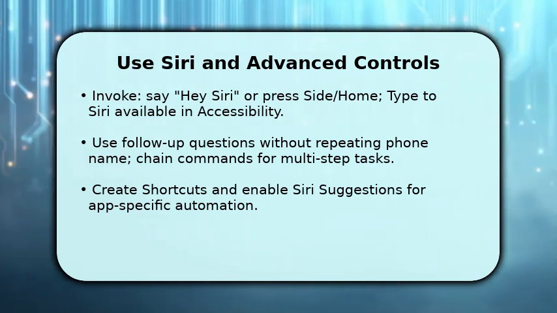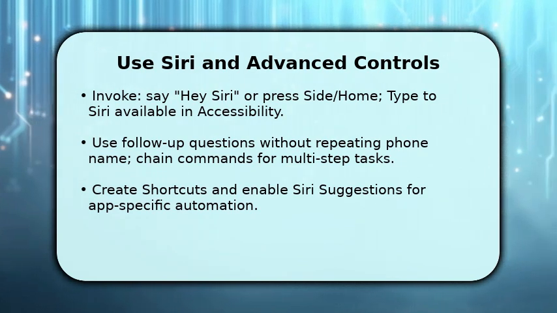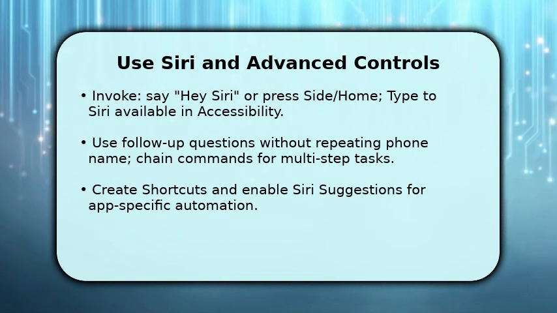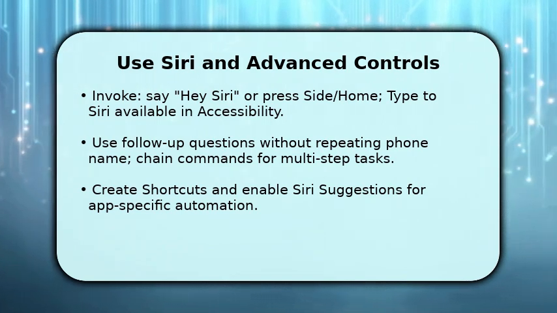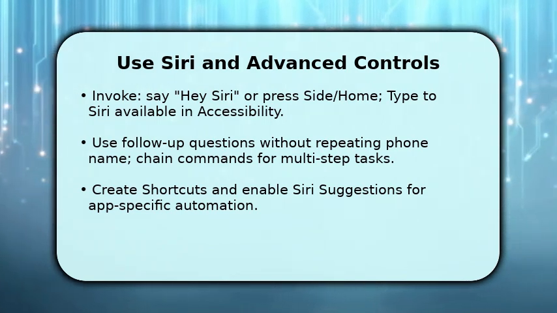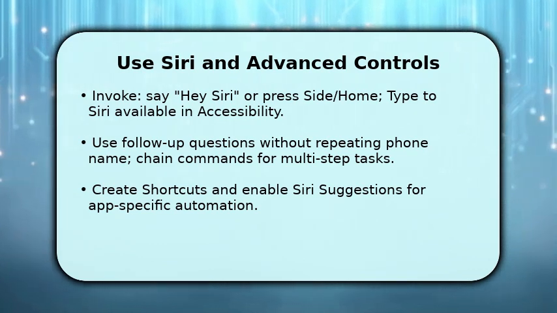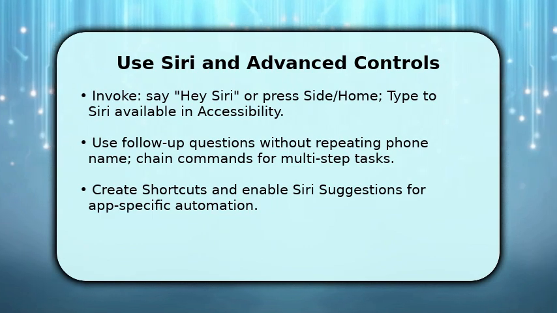For privacy or noisy places, enable Type to Siri and accessibility to type requests. You can also build shortcuts in the Shortcuts app and allow Siri suggestions to surface automated actions. This speeds routine tasks and ties apps into voice control for complex workflows.